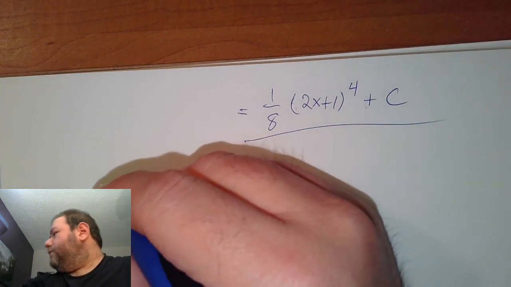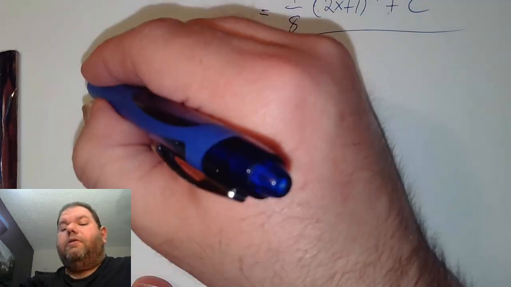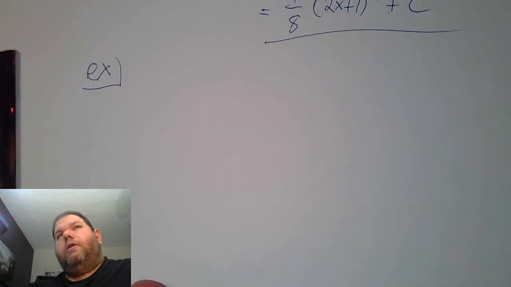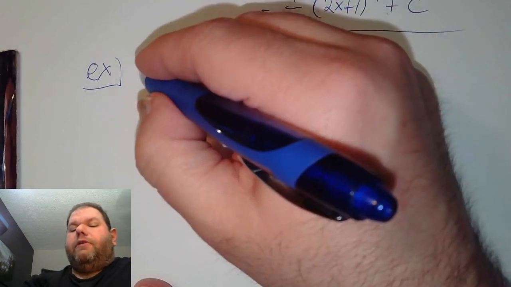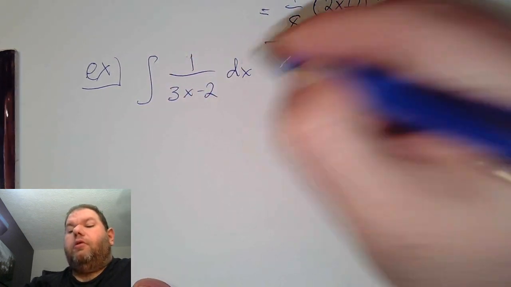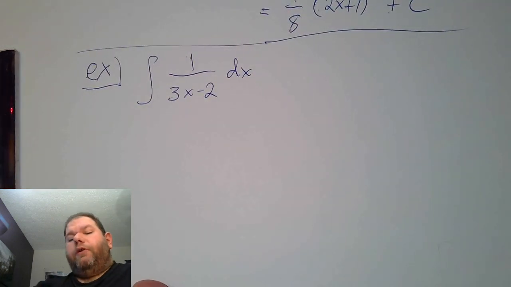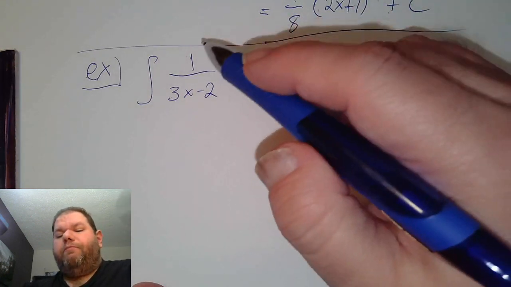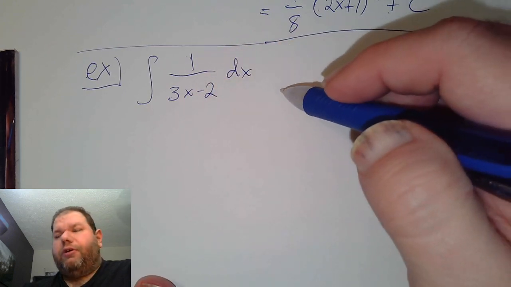Let's look at another example. So if we have the integral of 1 over 3x minus 2 dx, it's actually pretty similar to that last problem, because technically we could think of this as 3x minus 2 in parentheses raised to the negative 1 power. But this is probably more like how we would end up seeing it, actually.